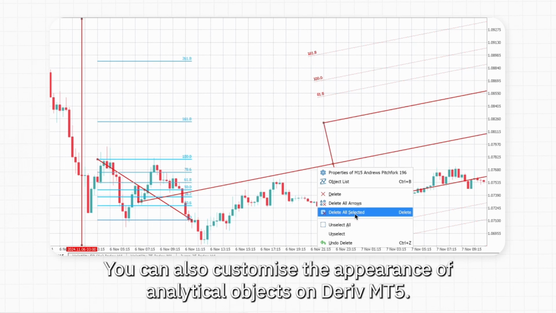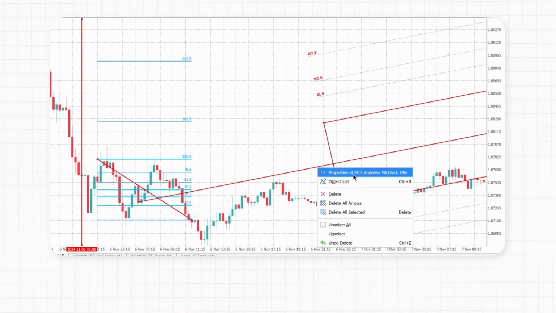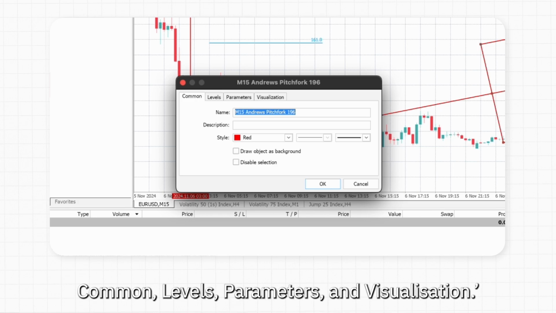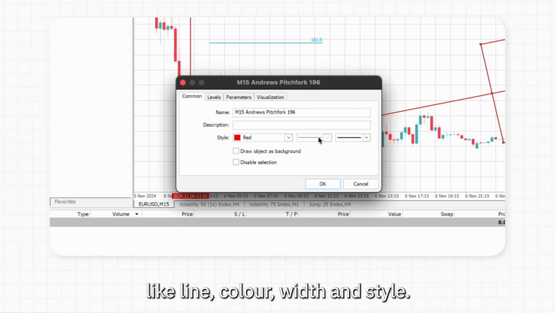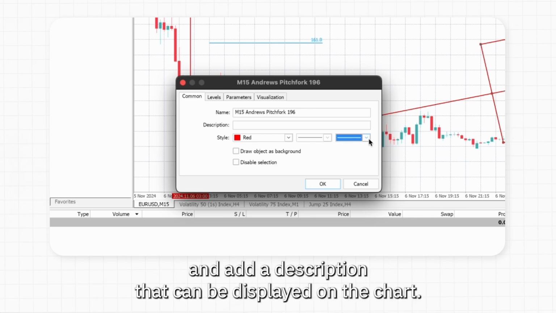You can also customize the appearance of analytical objects on Deriv MT5. To do this, right-click on the selected object, head over to Properties, and a new tab opens with 4 main sections: Common, Levels, Parameters, and Visualization. In the Common tab, you can adjust basic settings like line color, width, and style. You can also rename the object for easy identification and add a description that can be displayed on the chart.